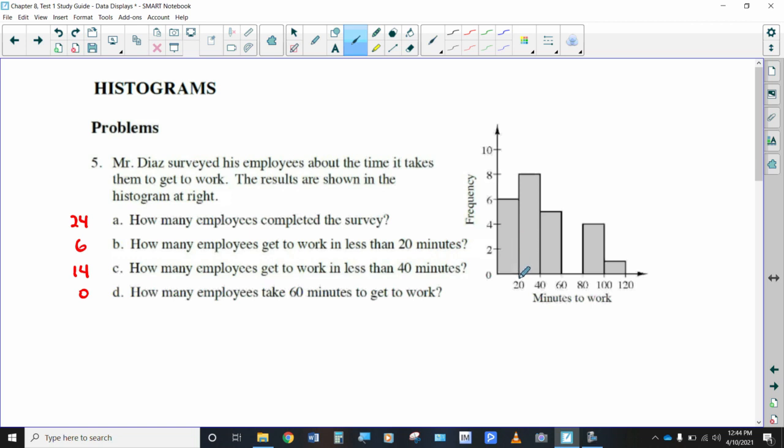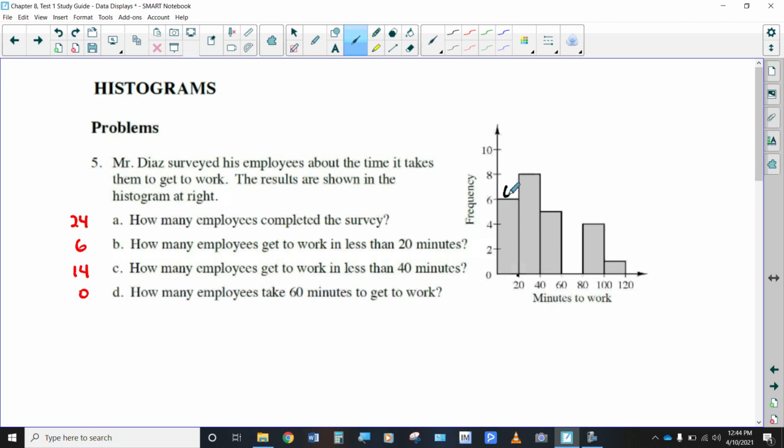Because remember, with these bins, the number that ends the first bin begins the second one. So anyone who took 20 minutes to get to work would go into this bin. Anyone that took 40 minutes to get to work would go in this bin, and so on and so forth. So how many employees completed the survey? Well, we better count these up.